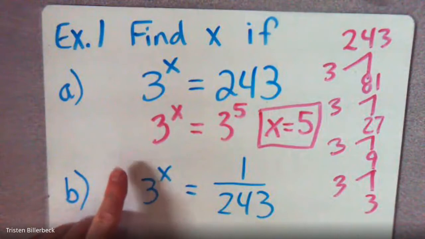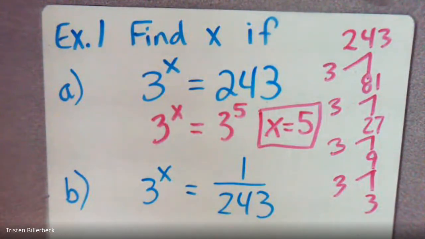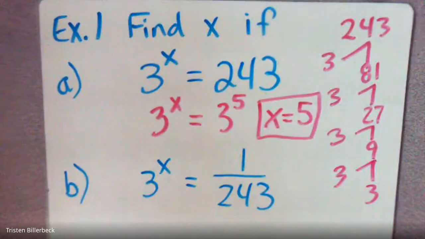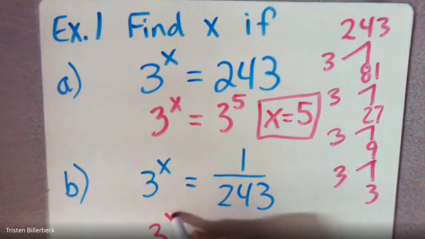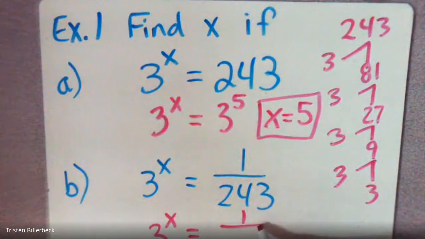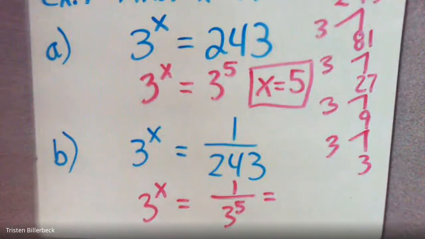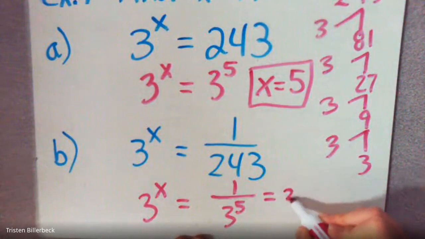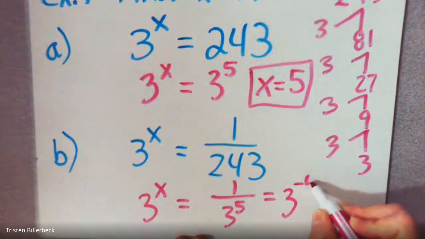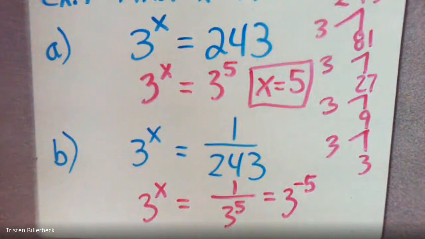Okay, but what happens if we have this? Ooh, that's a mind blower. So we know that we have 3 to the x equals 1 over, and we know 243 is 3 to the 5. But how do we get 3 to the 5 on the other side of the fraction bar? How do we do that? Well, we just make it very unhappy. We put it where it doesn't want to be. So we put it right here, and then we make sure everybody knows it is not a happy exponent. It's very negative.